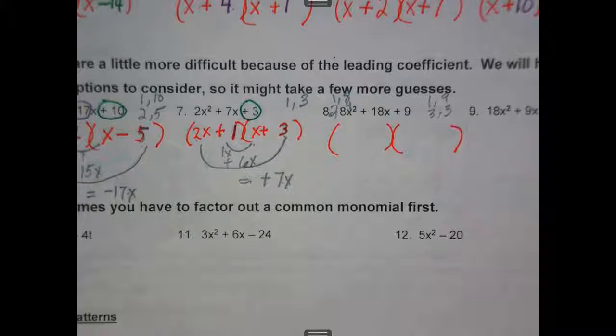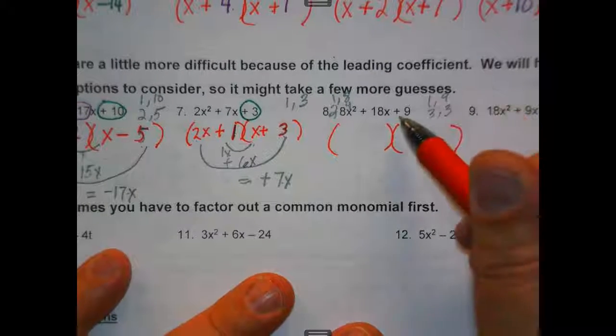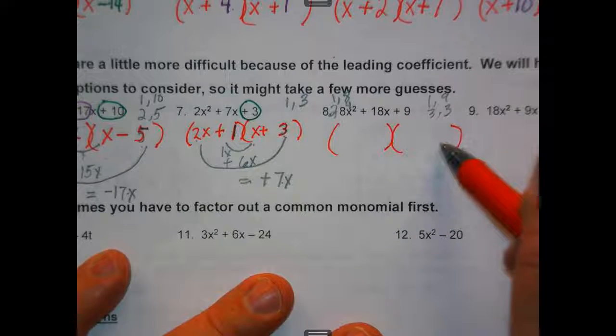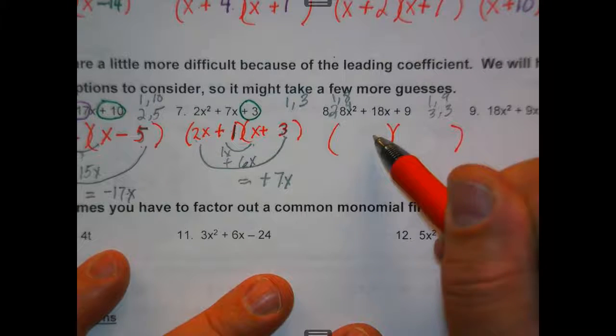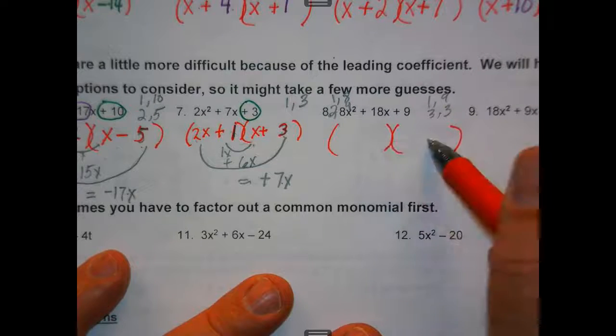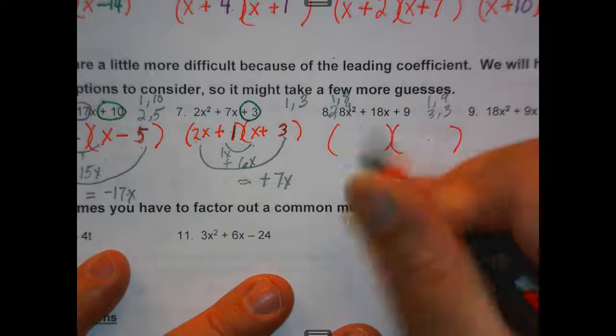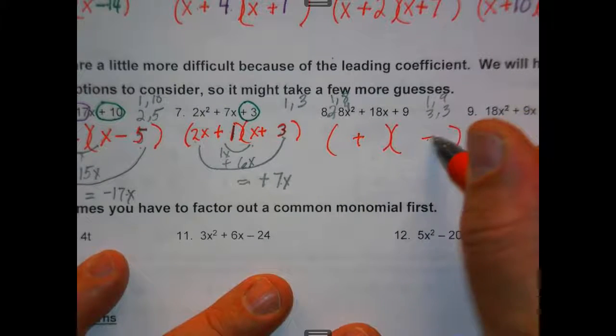Okay. Well, let's put down what I do know. It's positive. The last ones have to be positive. So it's either positive, positive, or negative, negative. Now my B is positive, so the sign is a plus sign.